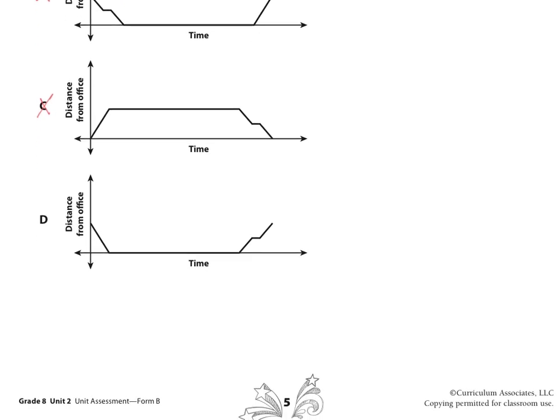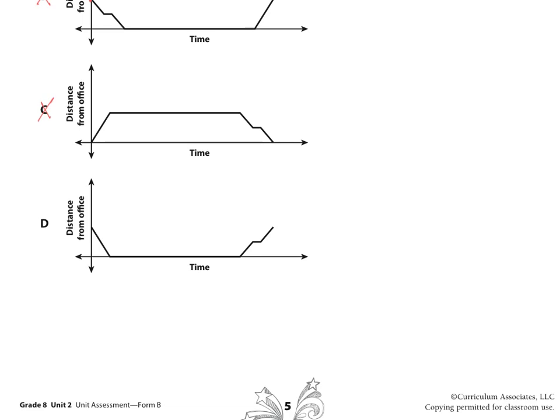And then if we look at D, he starts at home and he drives at a constant speed, so that works. So after some time in the office, he didn't move. He drives home, stops at the light, and now continues to go home. Okay, so that will be your answer. Your answer is D.